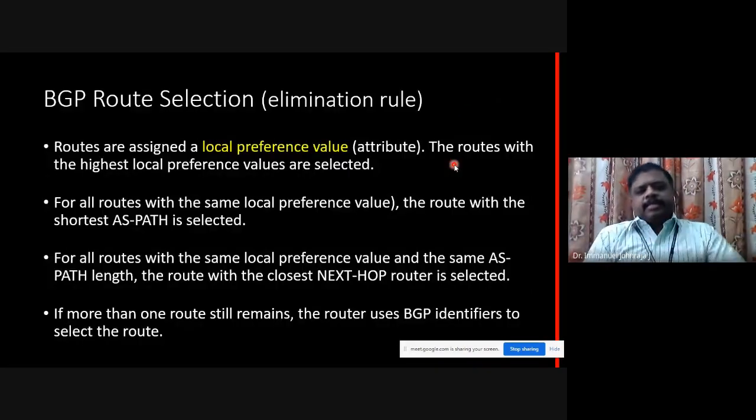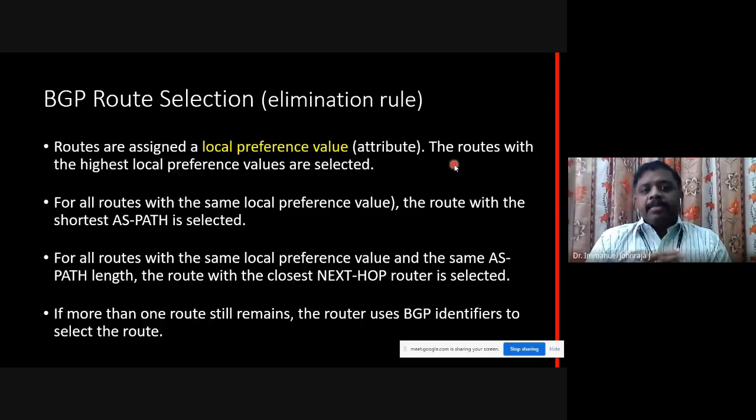Next, how does the BGP protocol select the route when more than one route exists to the destination? How are we going to select the route? By using the elimination rule. There are two or three constraints. Nothing technical to explain to you, but we should know how a route is selected by BGP.